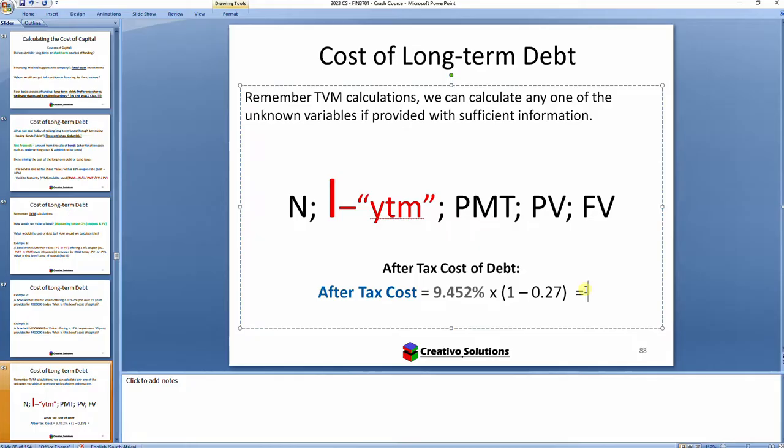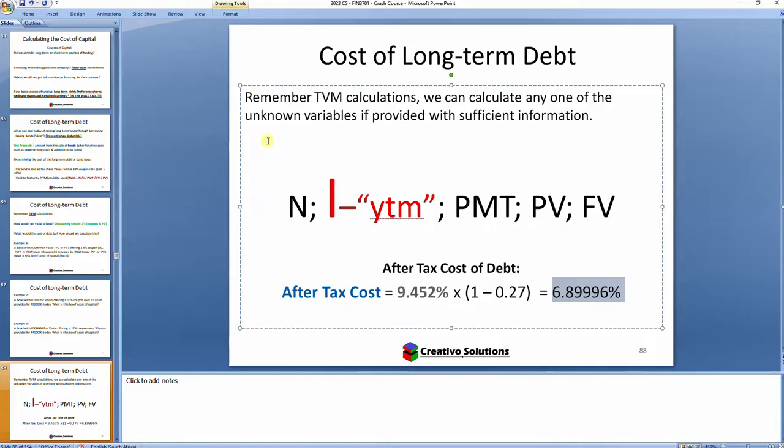If you take your calculator, you'll see cost of debt is actually less. 9.452 times 0.73 gives you 6.89996%. This is what cost of debt actually costs us, the actual cost, because it's after tax. Always remember to show that as part of your answer in your write-up, in your solution.